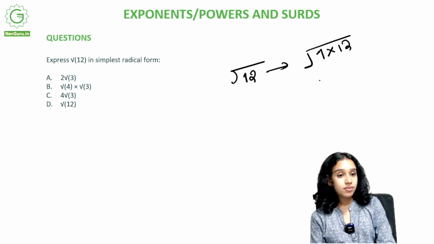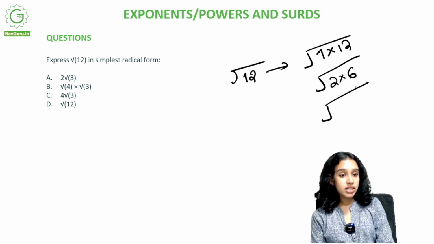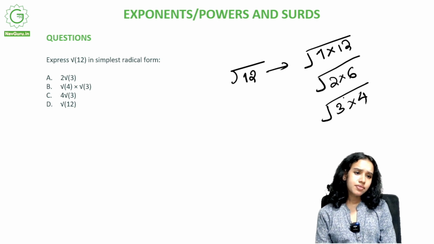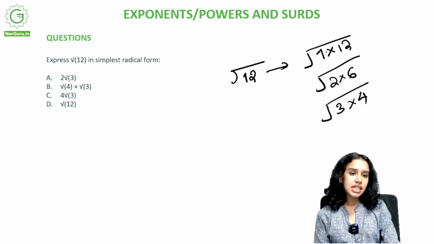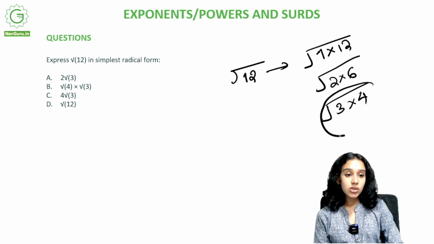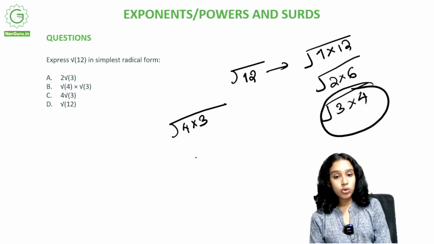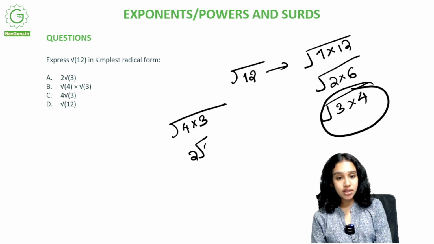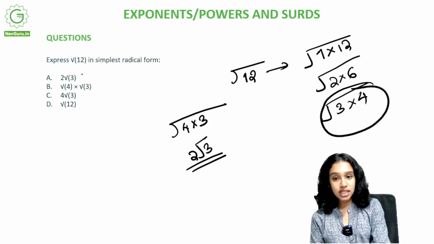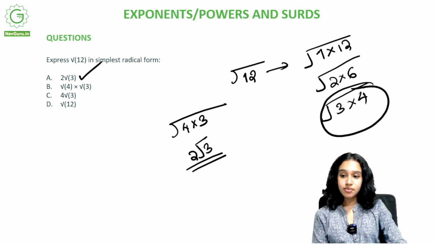12 could be written as 1 into 12, 2 into 6, or 3 into 4, right? Now, which one of these has a perfect square? This one here. See, so root 4 into 3. Root 4 is 2 and root 3 remains. So 2 root 3 is the answer for this question.